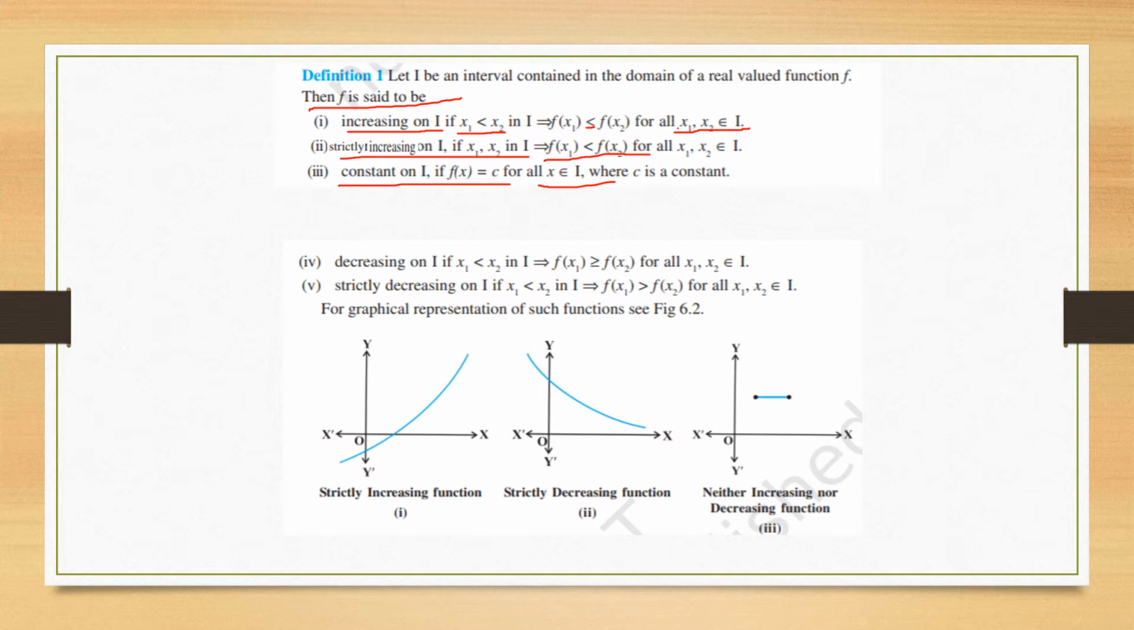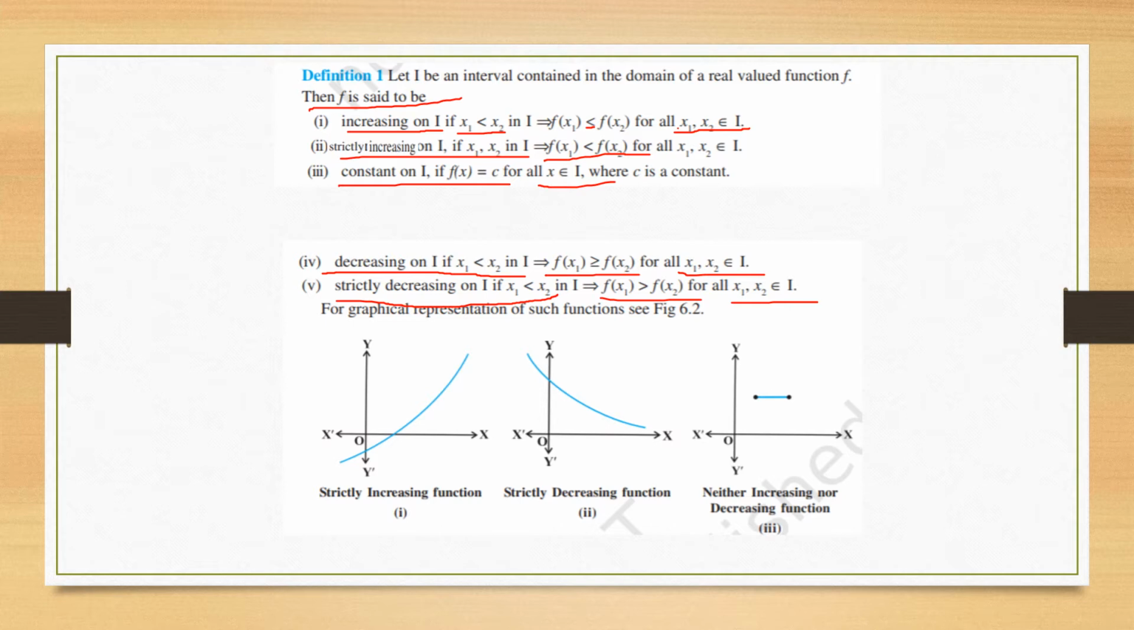And f is decreasing on I if for x1 less than x2 in I, f of x1 is greater than or equal to f of x2, for all x1, x2 belonging to I. This means at a smaller point the value of the function is greater and at a larger point it is less. So in that case the function is decreasing. And strictly decreasing means for x1 less than x2 in I, f of x1 is greater than f of x2 for all x1, x2 belonging to I.